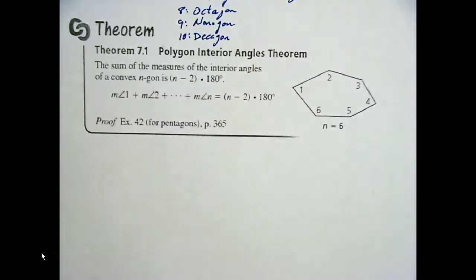Polygon interior angles theorem. I want you to read that and go ahead and tell your neighbor what it means. And do not just recite it. All right. Hey, now that you've talked about it a bit, can you explain why? Why does the sum of the measures of the interior angles of a convex, what's convex? Polygon is closed shape. All angles are pointing outward.